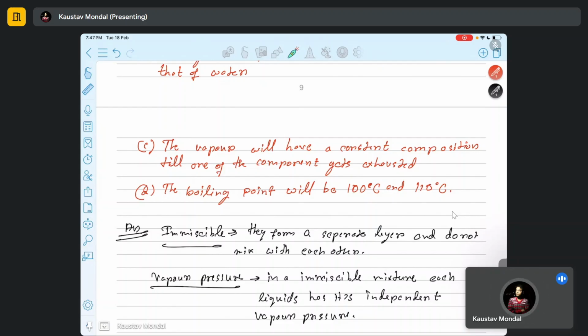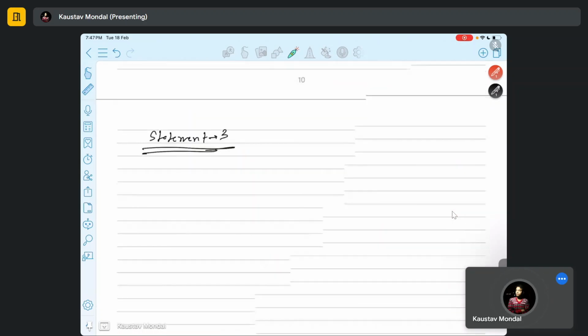So at a given boiling temperature, at a constant temperature, as the boiling continues, this ratio, that means the vapor composition, will also remain constant until one component is exhausted, right? At a particular boiling temperature the vapor will have a constant composition, because these two components are independent of each other, right? So let me just write statement 3 of the result.